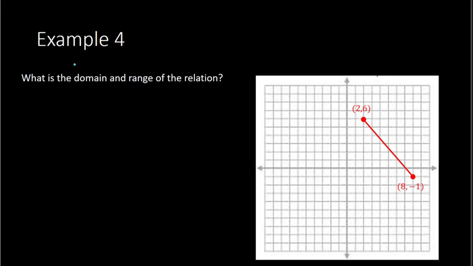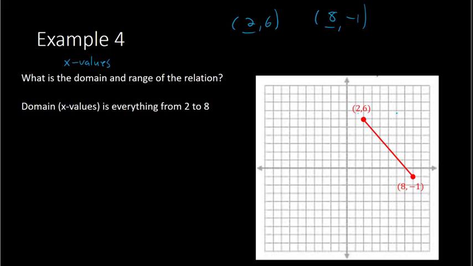So now for the domain are your x values. Alright, so looking at the x's, we see 2 and 8. I'm going to write this up here, 2, 6, we see 8, -1. Your x values are 2 and 8. The domain is literally between 2 and 8, right? It's going to be anything in between that because this line is connecting them. So from 2 to 8, that is my x values. So when I write this in math notation, I write this with literally the x between the 2 and the 8. And this is my expression.